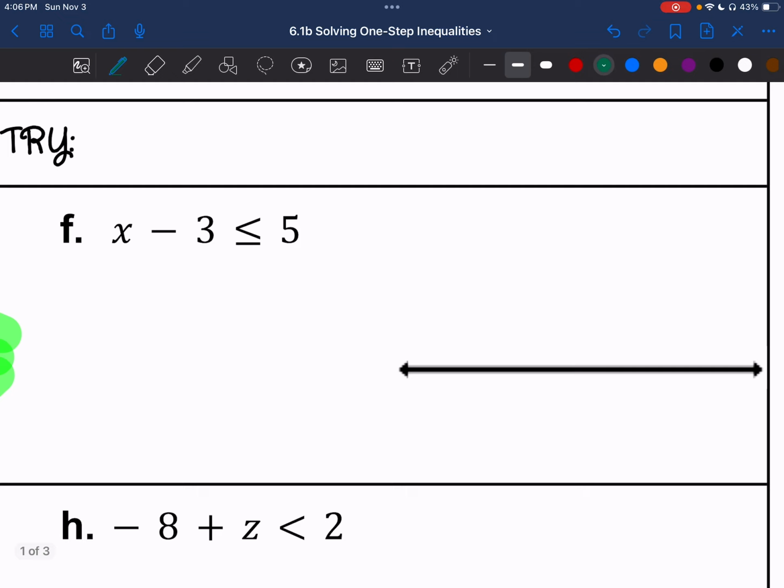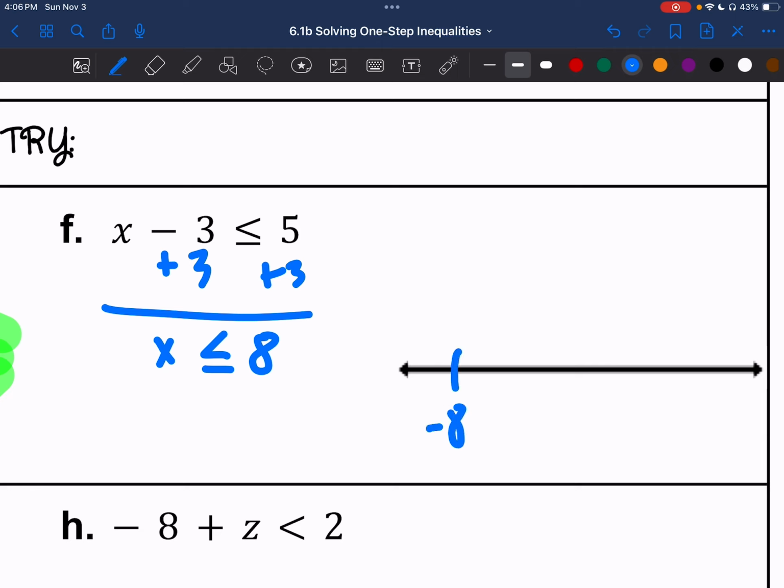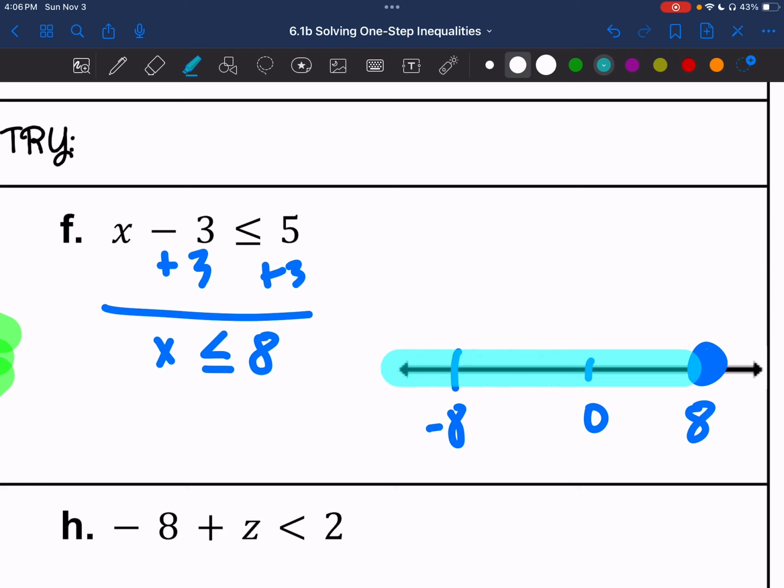Letter F. We're going to add 3 to both sides because that's the opposite operation of subtracting 3. And 5 plus 3 is 8. So we have points at negative 8, 0, positive 8. It is going to be a closed dot because it is less than or equal to, and we are going to be shading to the left because it's less than or equal to.